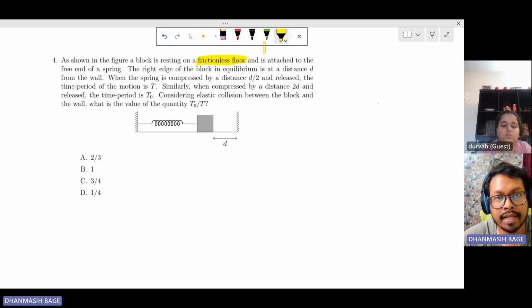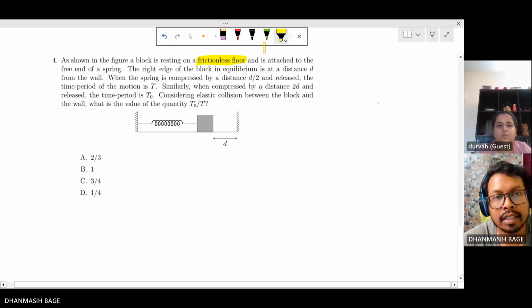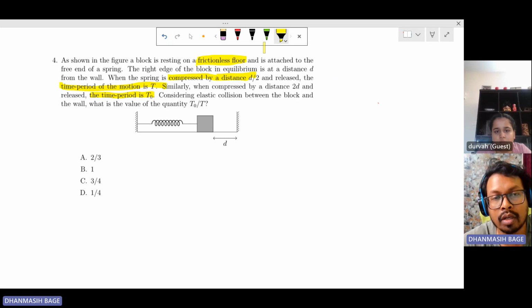When the spring is compressed by d by 2 distance and released, the time period of the motion is T. Okay, so when compressed by a distance of d by 2, the time period is T. Similarly, when compressed by 2d and released, the time period is T naught. Considering elastic collision between the block and the wall, what is the value of the quantity T naught by T?